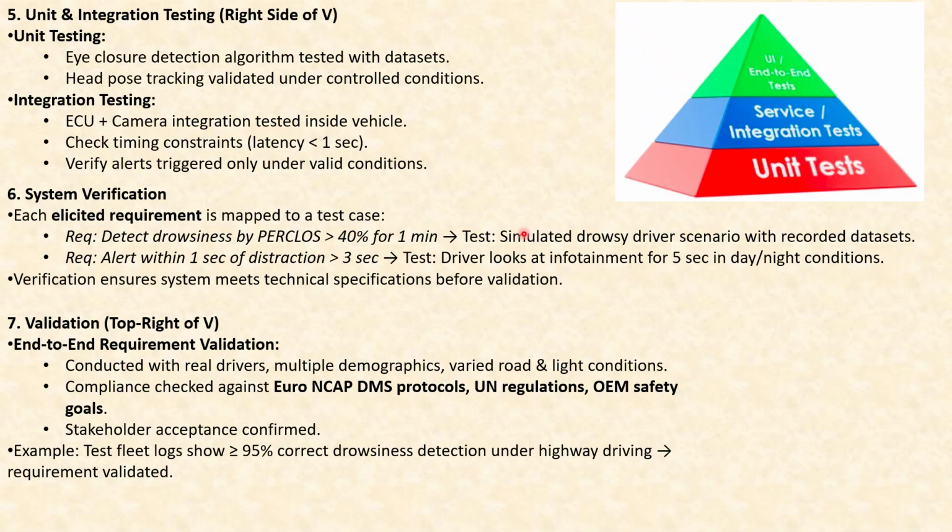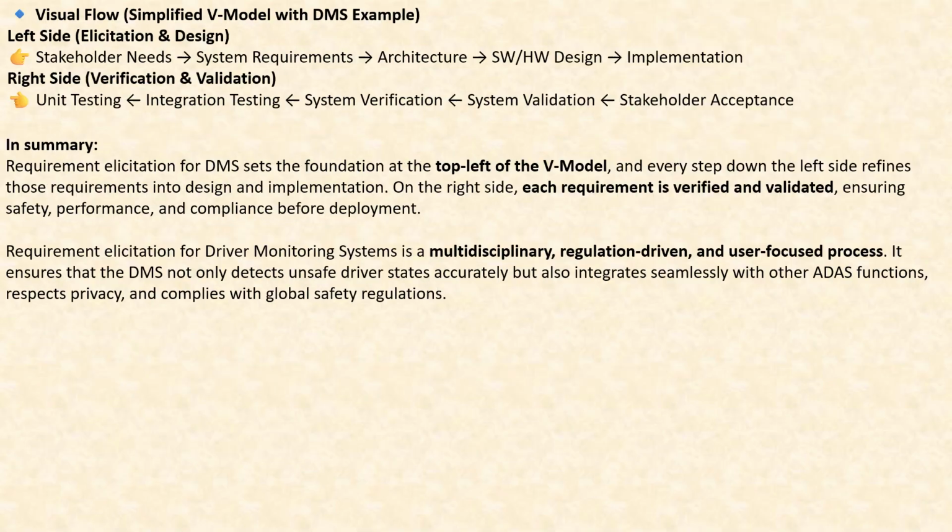So I hope all of you are getting a clear idea about the right side of the V model. Now talking about the visual flow, a simplified V model with the DMS example. First, stakeholder needs, next system requirements, next the architecture, next the software and hardware design, and next is implementation. Now again, on the right side: unit testing, integration, system verification, system validation, and stakeholder acceptance. So I hope all of you got a clear-cut idea about the step-by-step development, both on the left side and the right side of the V model for the driver monitoring system.